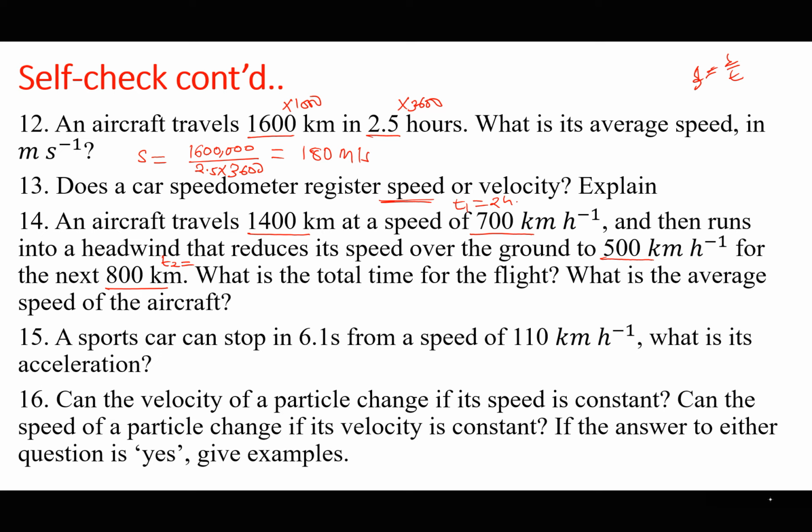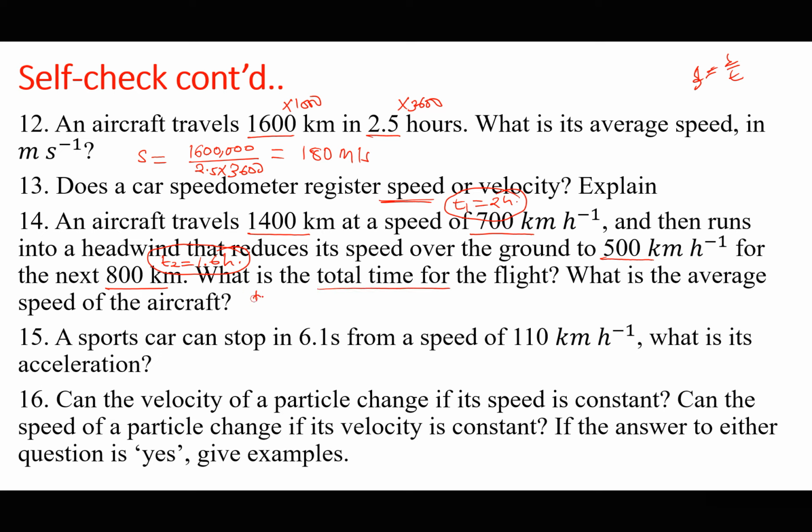T2 is going to be 800 divided by the speed, which is 500. So this is 1.6 hours. So for the first journey it takes 2 hours. For the second journey it takes 1.6 hours. So the question is to find the total time for the flight.